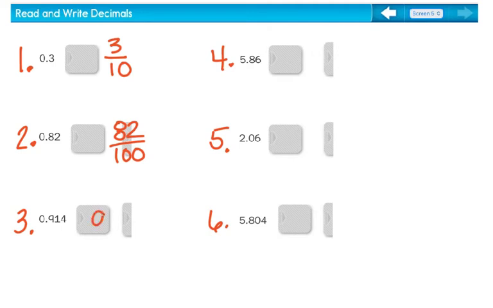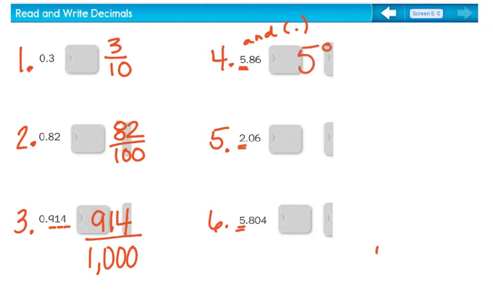Number 3, 914 thousandths. It ends in the thousandths place. So our denominator will be 1,000. When you see that there is a number in the ones place or any number before the decimal, it's going to be a mixed number. So I'll show you the first one, and I'll have you do the last two on your own. So number 4 would be read 5 and 86/100ths. We don't say decimal point. When we see that decimal point, we say the word and. So we would say 5 and 86/100ths. So it is a mixed number.